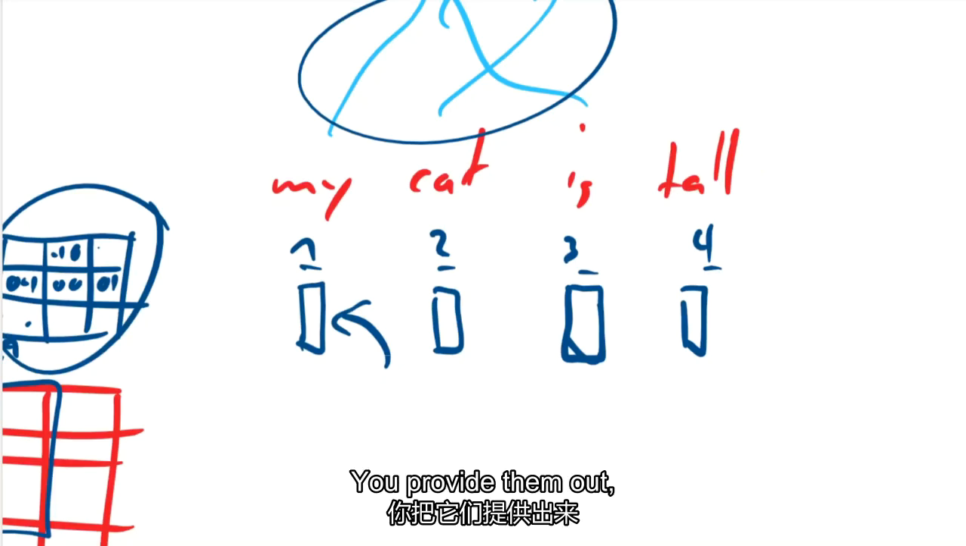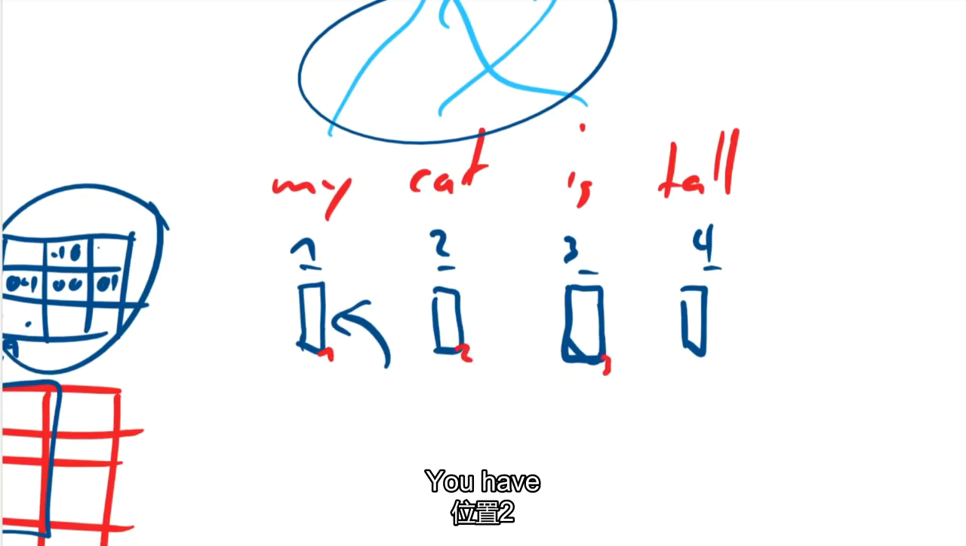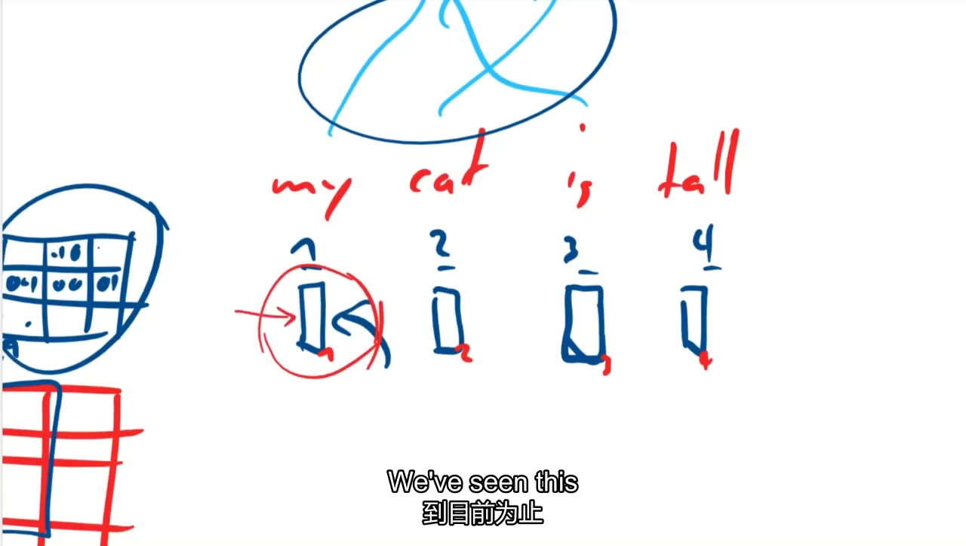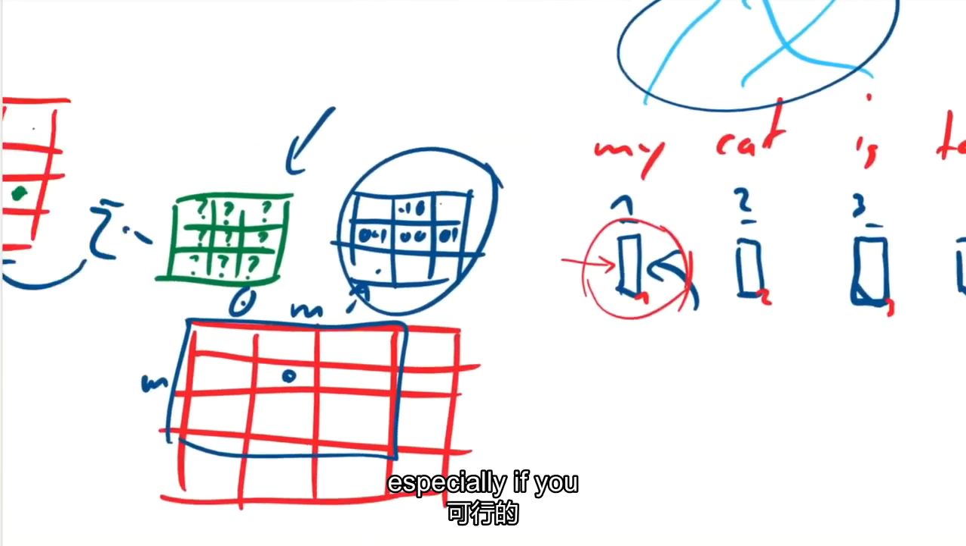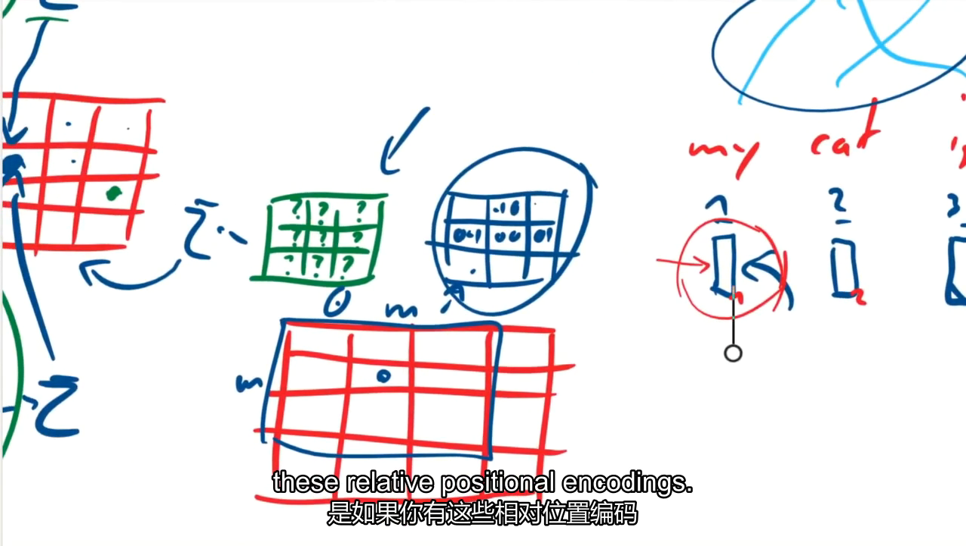So you always provide the model the same vector. This is the same vector for position 1, and you have a different vector for position 2, and a different vector for position 3. But across all of the data points, these vectors are going to be the same. So vector 1 is always going to be that same vector for all of the data points. So the model must learn, independent of the data point, what it means to be in position 1. The model must learn how it wants to fill that vector. That's called learned positional embeddings. We've seen this in many models so far. It usually works pretty well, and I guess here it works especially well if you have these relative positional encodings.